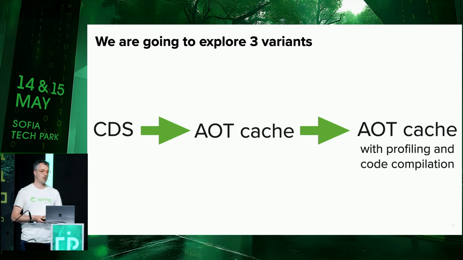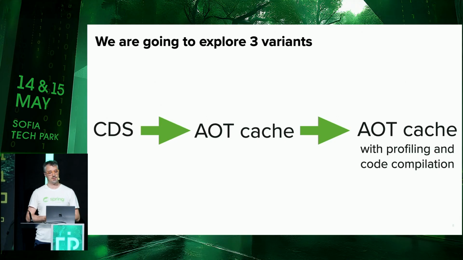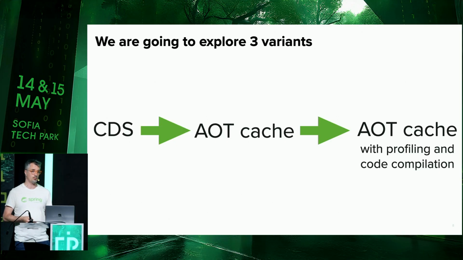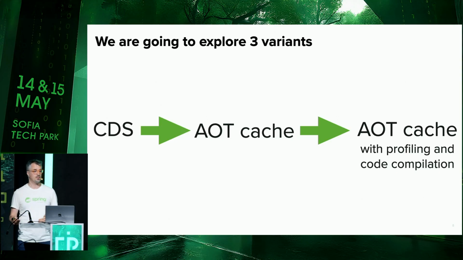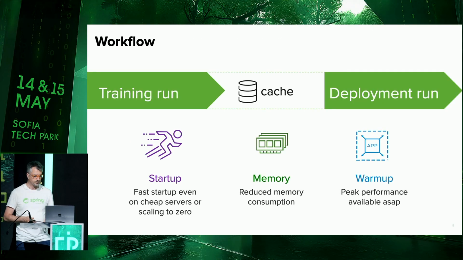Today, we are going to explore three variants. First, we are going to talk about CDS, class data sharing, which is a pretty old technology, but it has been recently more and more used. And then we are going to explore AOT cache, which has been introduced by Project Leyden, which intends to provide more efficiency with a regular JVM. This is available in Java 24, so it's available for production right now. And after that, we are going to see AOT cache with experimental Project Leyden features, profiling and code compilation. This part is experimental, but is progressing pretty fast.